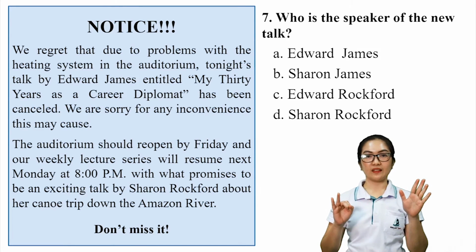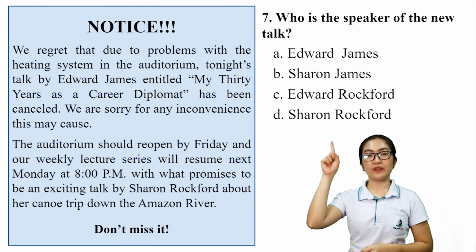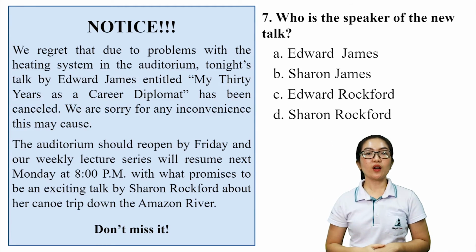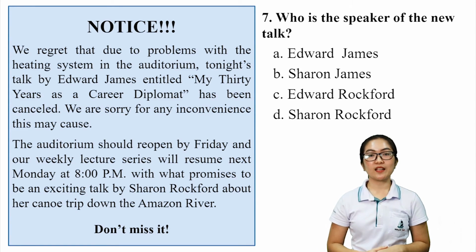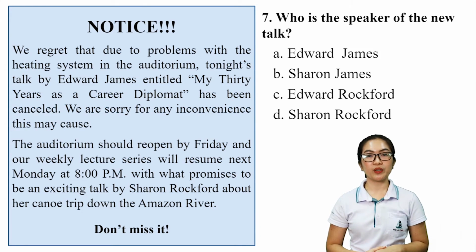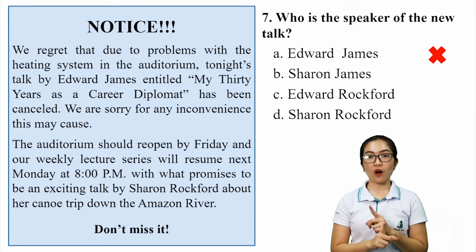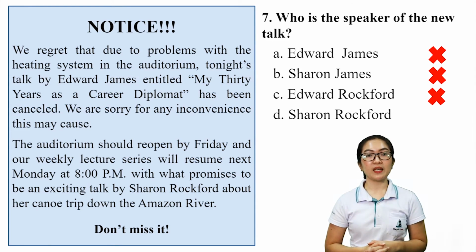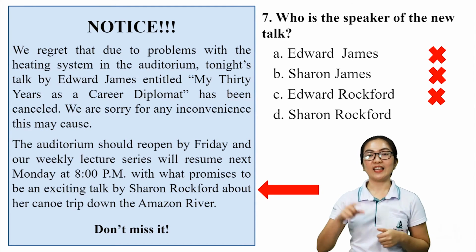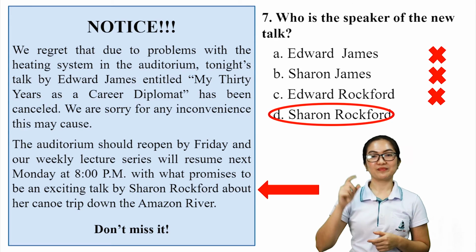Question number 7. Who is the speaker of the new talk? The talk of Mr. Edward James was canceled due to problems of the auditorium, so not letter A. Letter B, Sharon James, and letter C, Edward Rockford, are just names being switched off from the real person who will speak in the new talk. The answer is actually found in the last part of the passage, and so the best answer is? You're right. Letter D, Sharon Rockford.